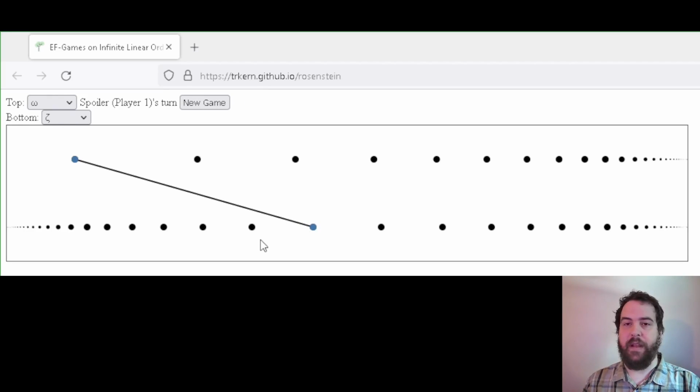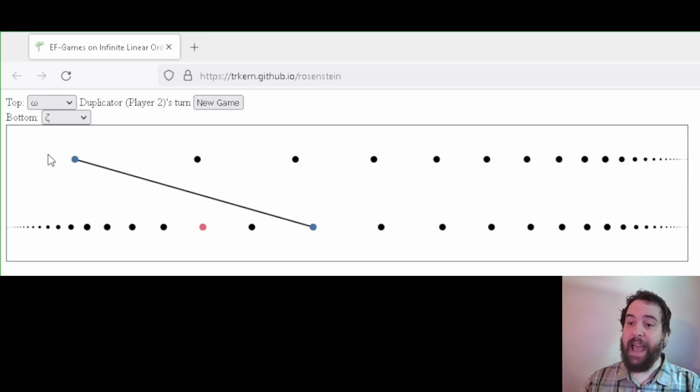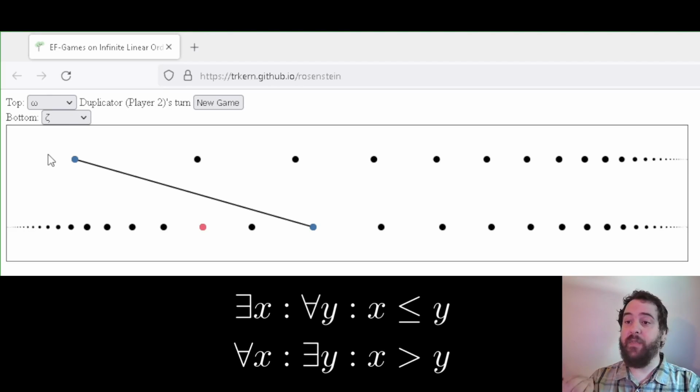So let's say duplicator picks here. And then spoiler can pick this point here, and duplicator has nothing to match it to. So duplicator can actually only last 2 turns before the game is over. And here's the really clever thing. If we write out the formulas that differentiate these two structures, right? For the top structure, there is a smallest element, and for the bottom structure, there is no smallest element.